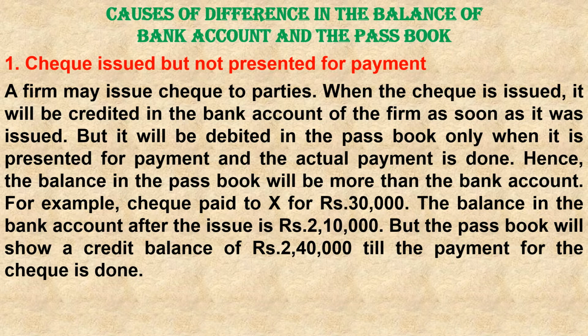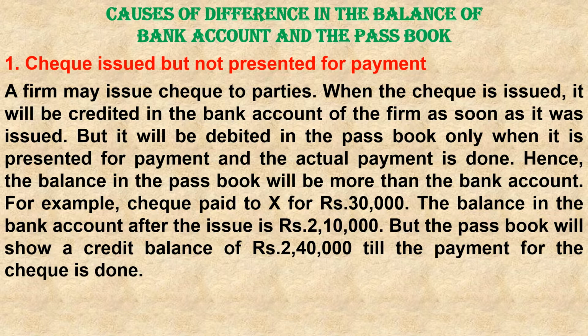Causes of difference in the balance of bank account and the passbook. 1. Check issued but not presented for payment. A firm may issue check to parties. When the check is issued, it will be credited in the bank account of the firm as soon as it was issued. But it will be debited in the passbook only when it is presented for payment and the actual payment is done. Hence, the balance in the passbook will be more than the bank account.